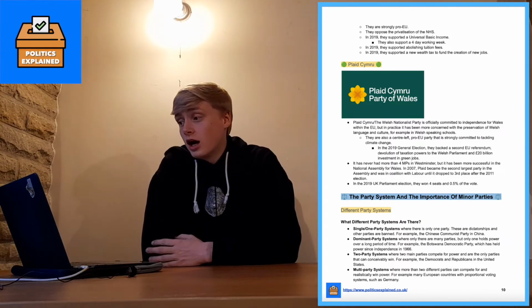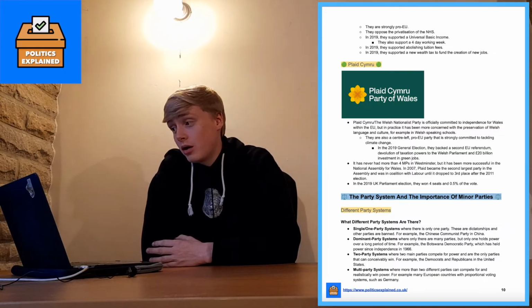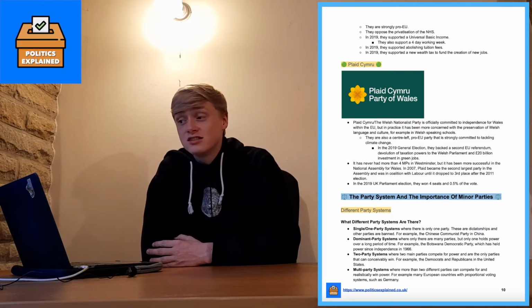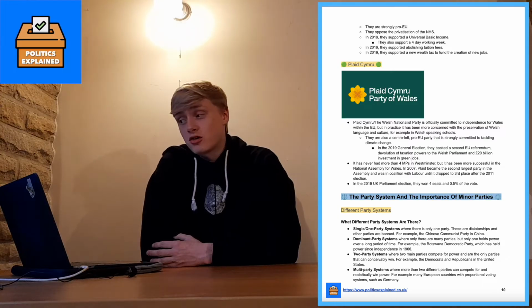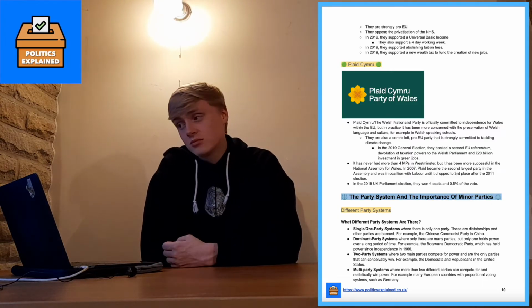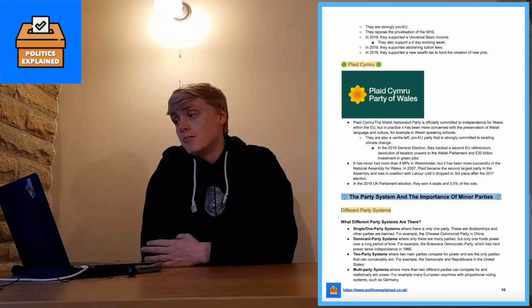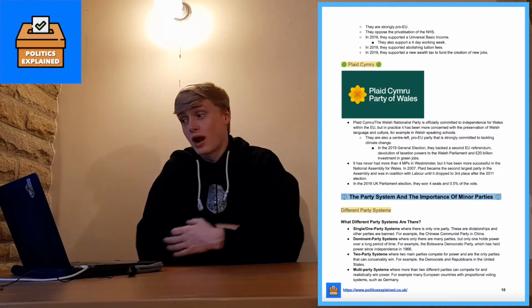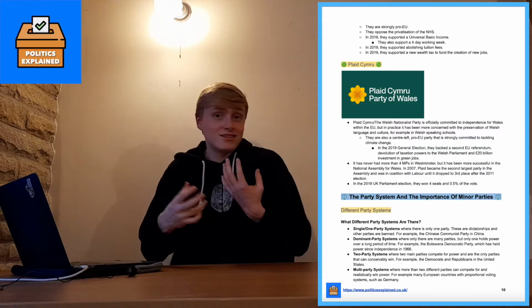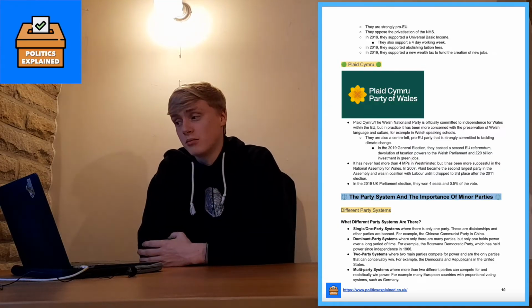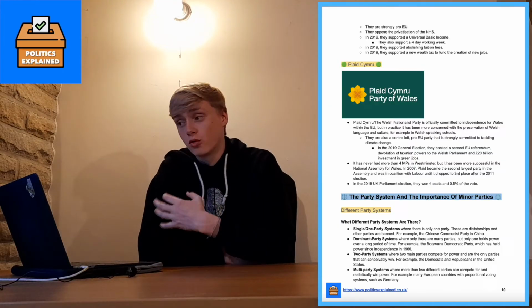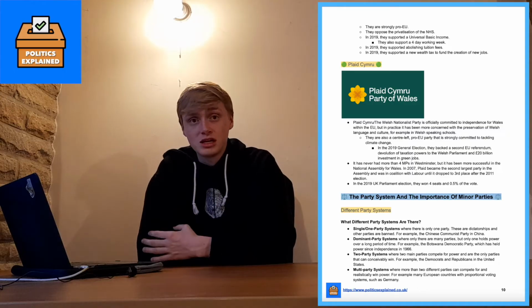Two-party systems are where the two main parties compete for power and are the only parties that can conceivably win. For example, the Democrats and Republicans in the United States. And multi-party systems are where there are more than 2 different parties which are able to realistically compete for power. For example, in many European countries with proportional voting systems, such as Germany.